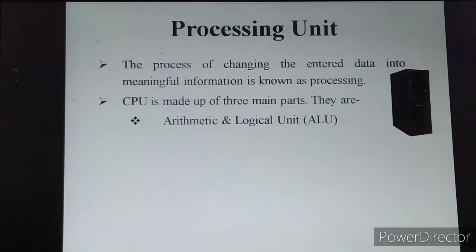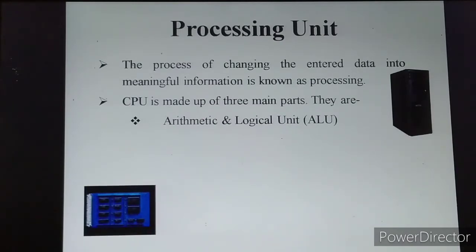arithmetic and logical unit. Short form is ALU. All the calculations in a computer are done by ALU. ALU performs calculations like addition, subtraction, multiplication, division, finding greater number, smaller number, and so many things, right? All mathematical operations are performed by the arithmetic and logical unit, right? This is the figure of ALU.